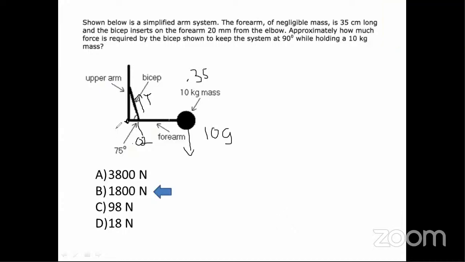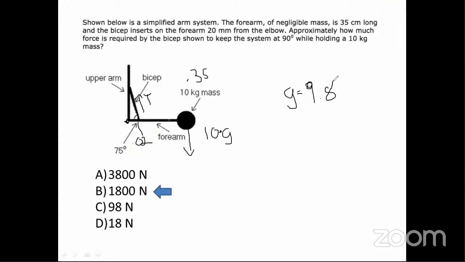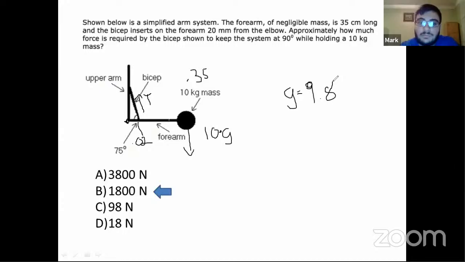Is that 10 grams? No, it's 10 times G. G is equal to 9.8. Normally it would be mg. We know the m is 10 kilograms, and G is 9.8.